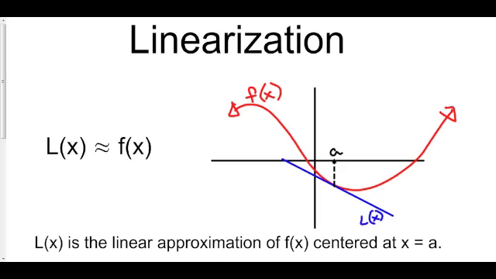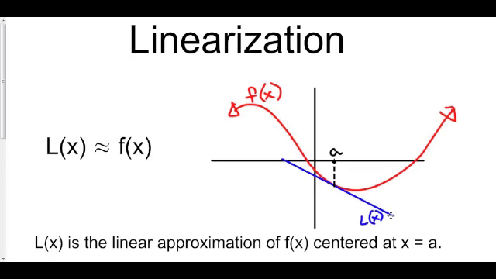Let's talk about linearization. Here's some function f of x that I've written in red. And here is some x value, x equals a, and here's f of a right here on the red line. Now, in the past, we have found tangent lines at x equals a by finding f of a and f prime of a. F prime of a is the slope of the tangent line at x equals a.